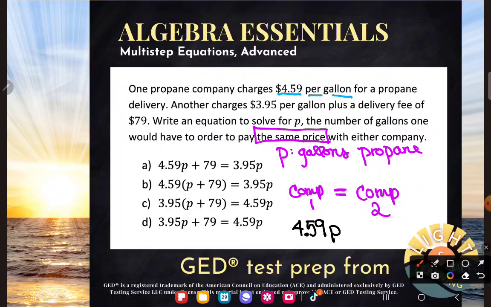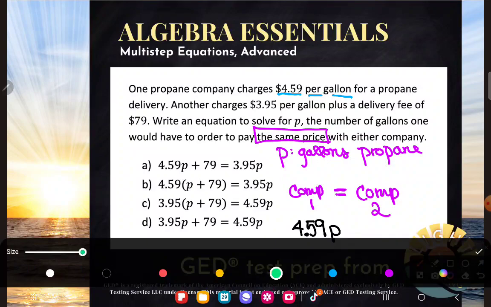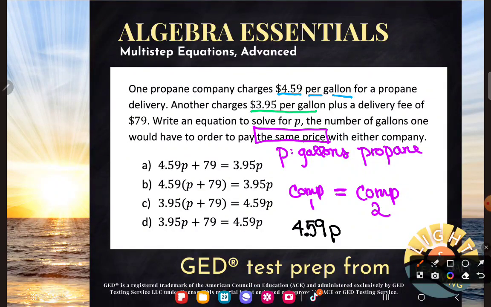Next one, another charges $3.95 per gallon plus a delivery fee of $79. Hello, right there. That just unlocked the whole problem for me because only one of these examples says that. Look at this. $3.95 per gallon plus $79. There's company 2. Equal to, well, $4.59 for every gallon. There's company 1. D is the correct answer.